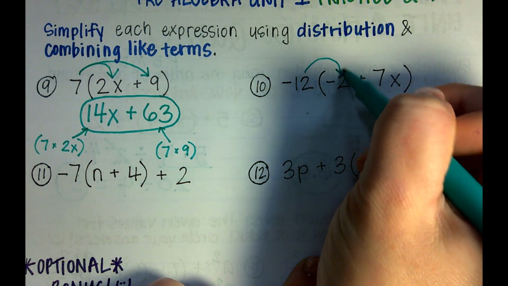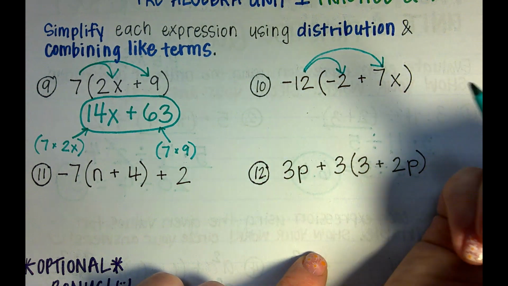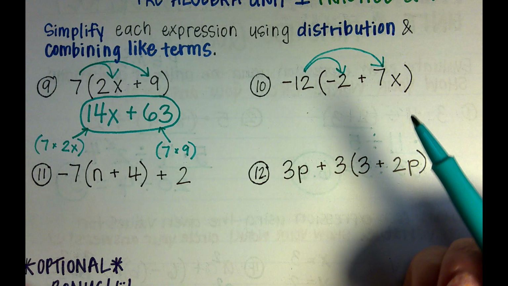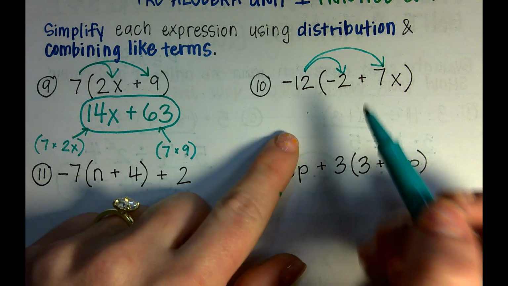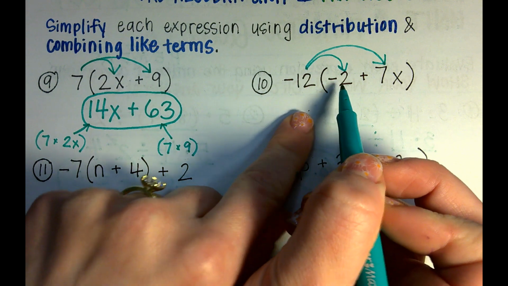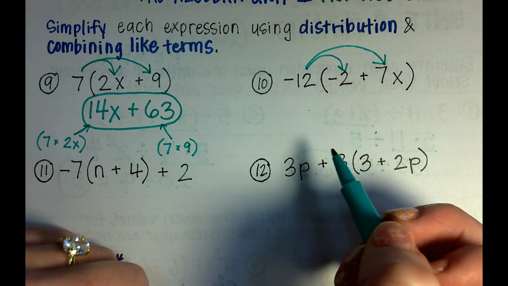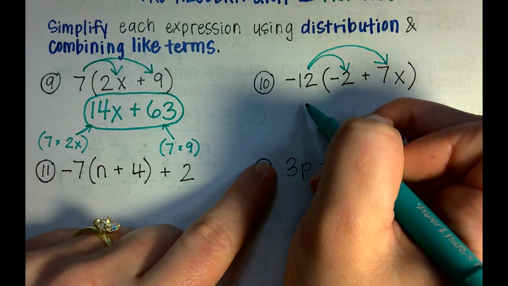Yes, I'm actually going to, even before that, draw some arrows. Now, it's a personal preference. I'm not going to grade you on whether you draw arrows or not, but I find it really helps me remember what I'm supposed to be multiplying. But you are correct. We're going to start with negative 12 times negative 2. And what would that be? 24.